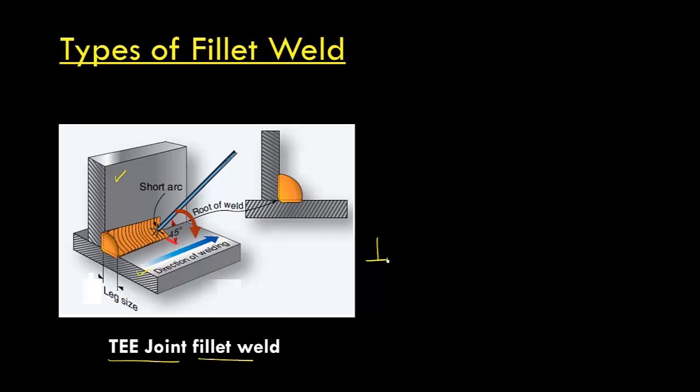Now you see in this case the electrode and this surface make an angle of 45 degrees. These are generally given in the code: how much angle should be made from this surface and from this surface, as well as the angle by which the electrode should be inclined in the direction of the welder or away from the welder. All these specifications are generally given in the welding code.